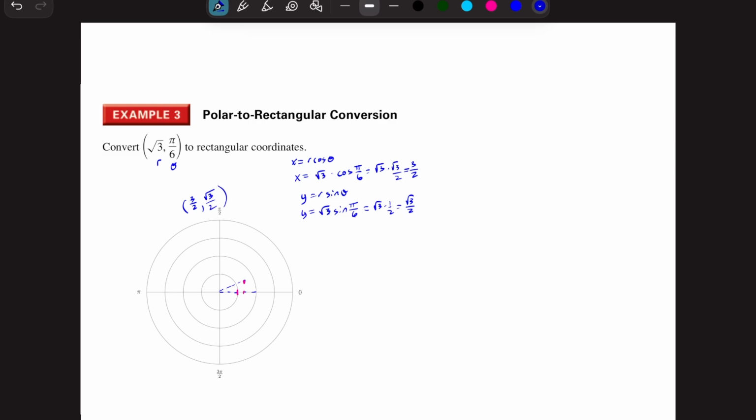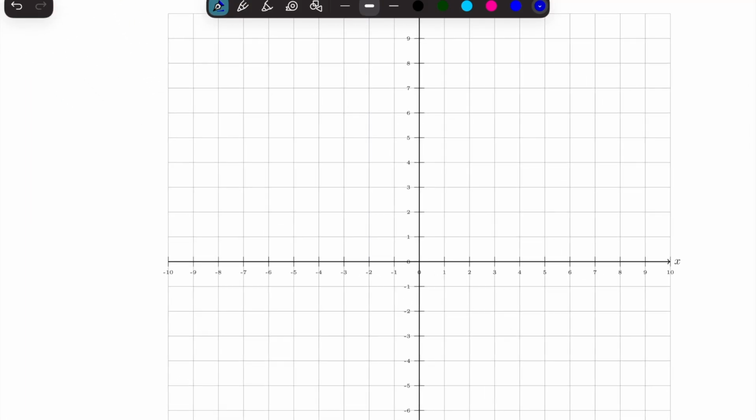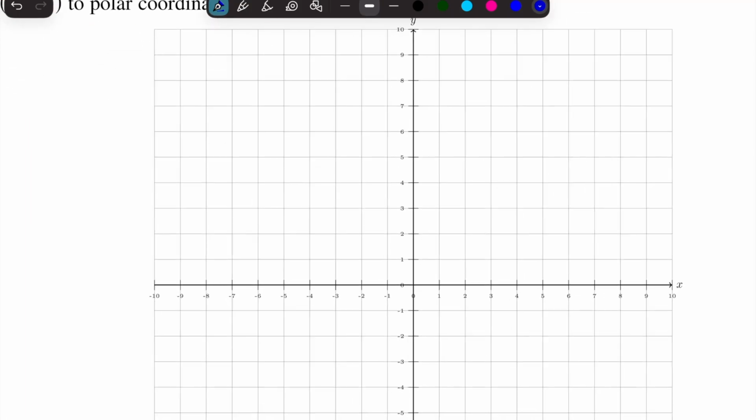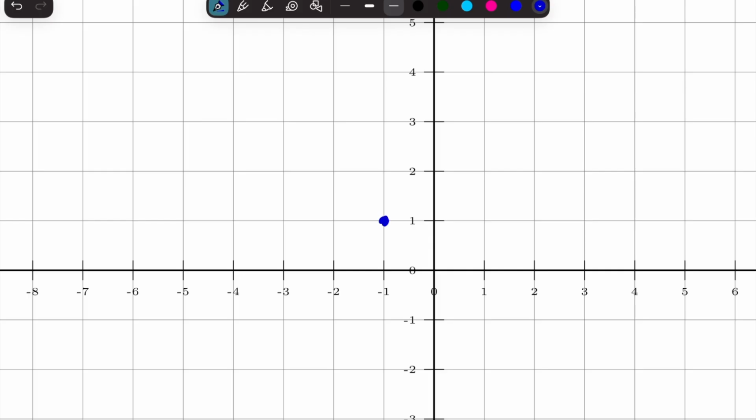Okay, so let's go the other direction here. We're going to take our rectangular coordinate and convert it to polar form. And so we got the point -1, 1. We'll zoom in a little bit here. And -1, 1 would be right here, right? All right.